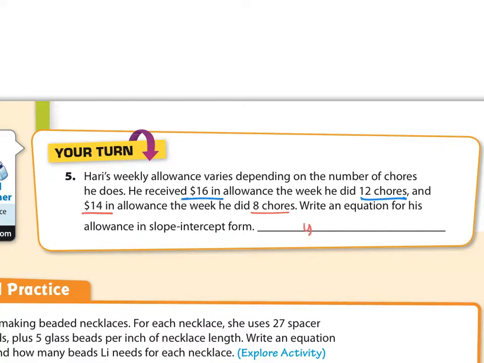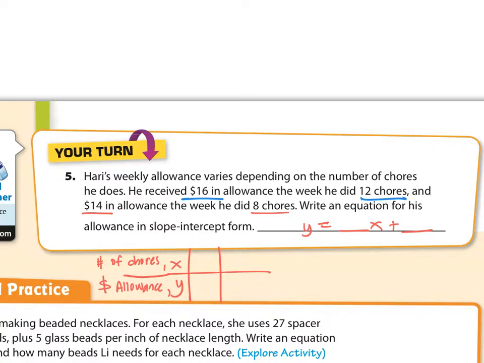So we're going to write an equation for this allowance in slope-intercept form, and that means we want y = mx + b. So the first thing we want to do is identify what is the x and what is the y, what does it represent. Usually when we're dealing with money, the allowance, we have to know how many chores he did in order to figure out his allowance. So the y is going to be the allowance, and I'm going to put a dollar sign next to it. And then the x is going to be the number of chores.